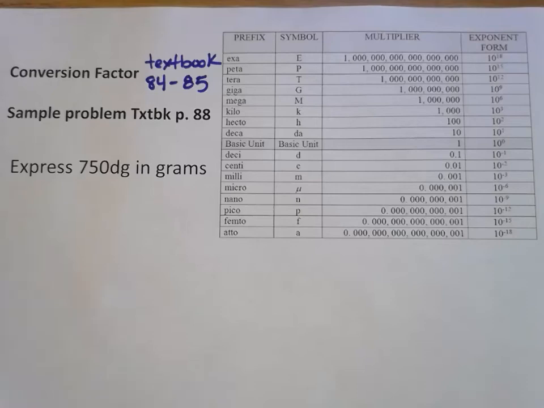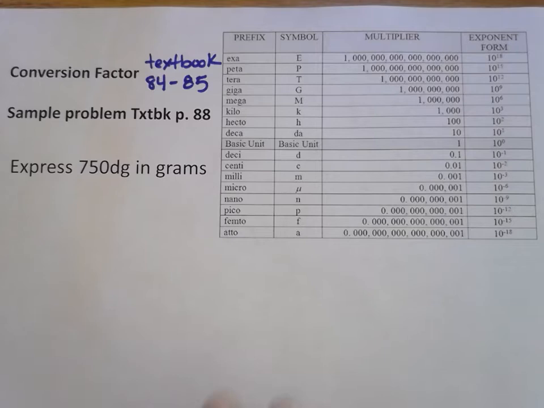We are going to use conversion factors to convert between metric units. The textbook that you have gives you information on conversion factors. You can find that information on page 84 to 85. I'm going to complete the sample problem found in your textbook on page 88. The problem asks us to express 750 dg, which is decigrams, in grams.